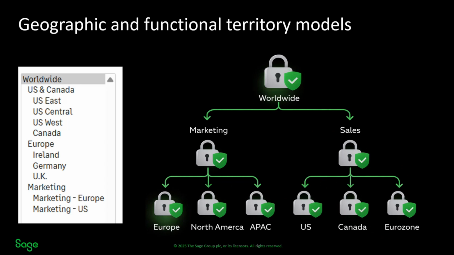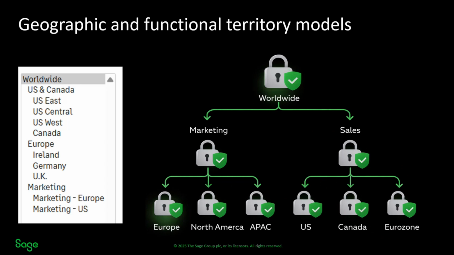So you have different concepts of a territory. But in the end, the key principle is that the hierarchy should reflect how data ownership and visibility should work in the customer's business. And you can see on the left-hand side of the diagram here the actual demo security territory structure inside Sage CRM, and you'll notice that it is actually hybrid in nature.